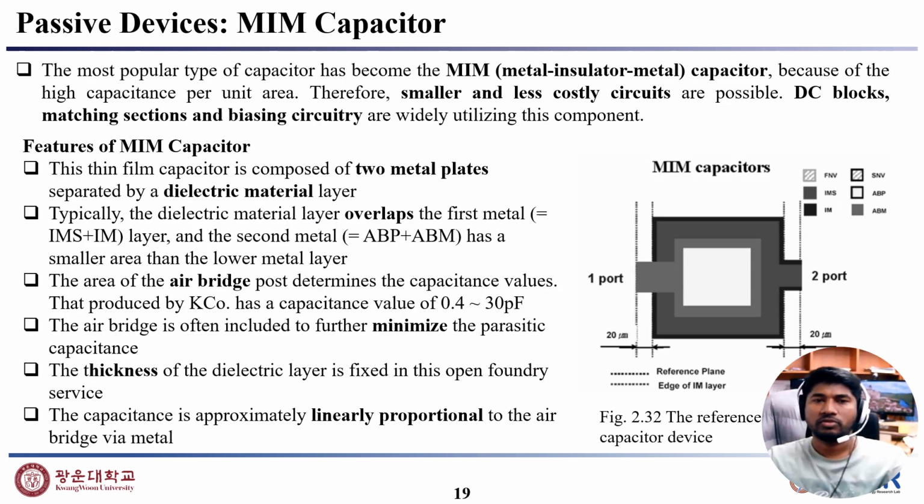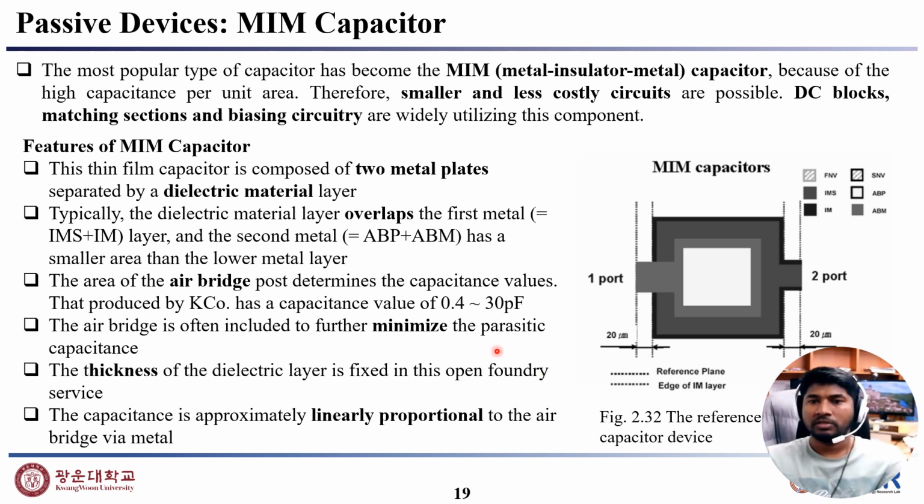Now MIM capacitor. So MIM capacitor is the most popular capacitor because of high capacitance per unit area. So that means a smaller and less costly circuit is possible, and DC block, matching section and biasing circuitry are widely utilizing this component. So features of MIM capacitor here.